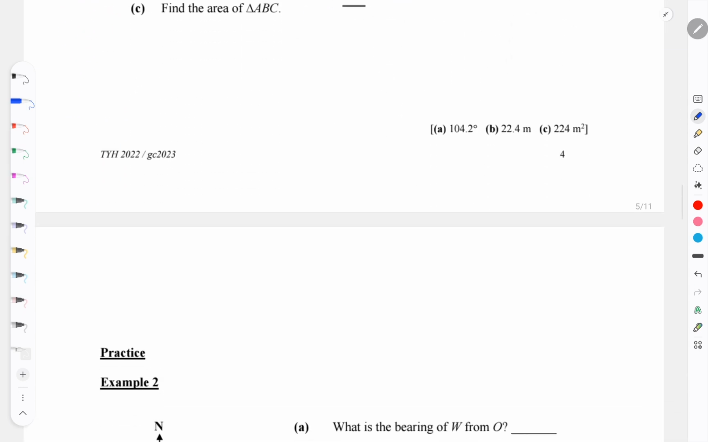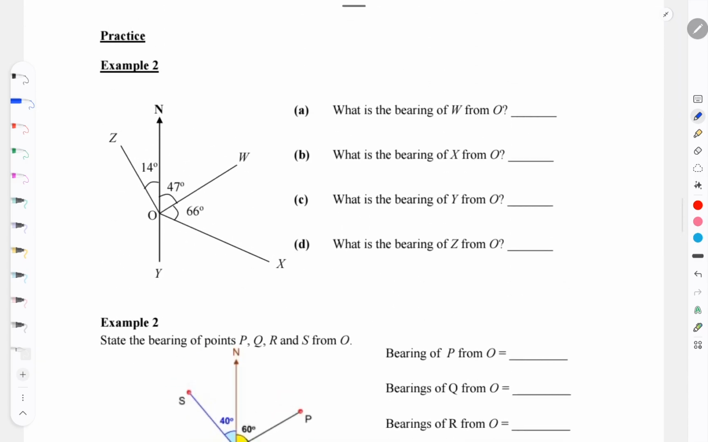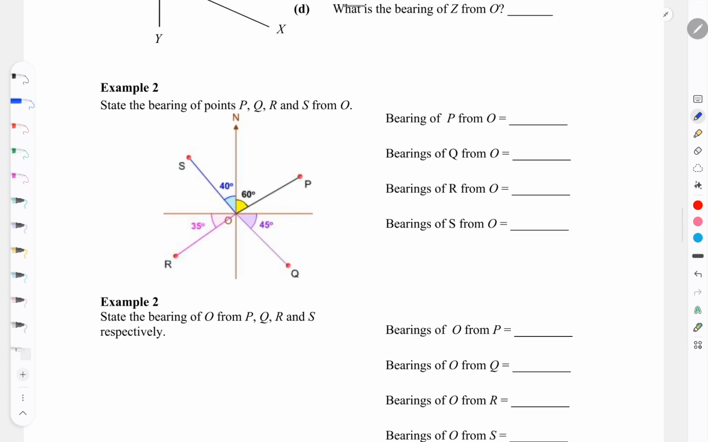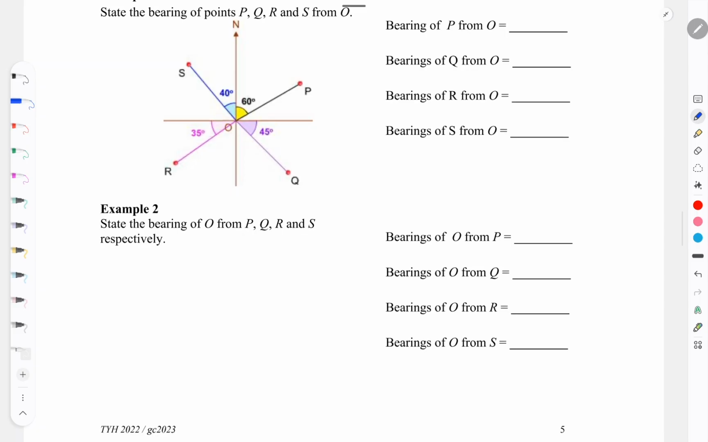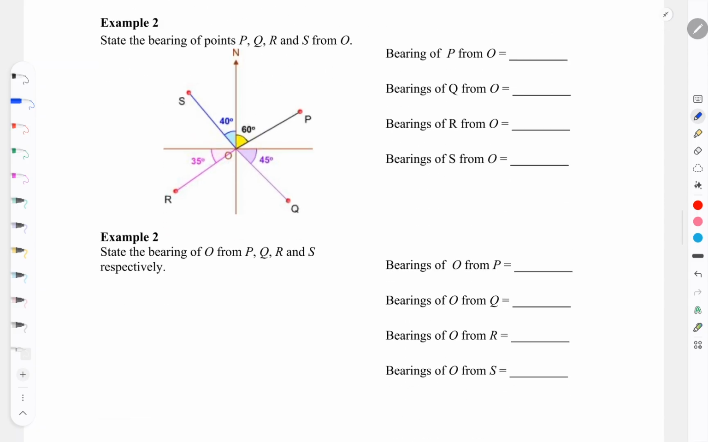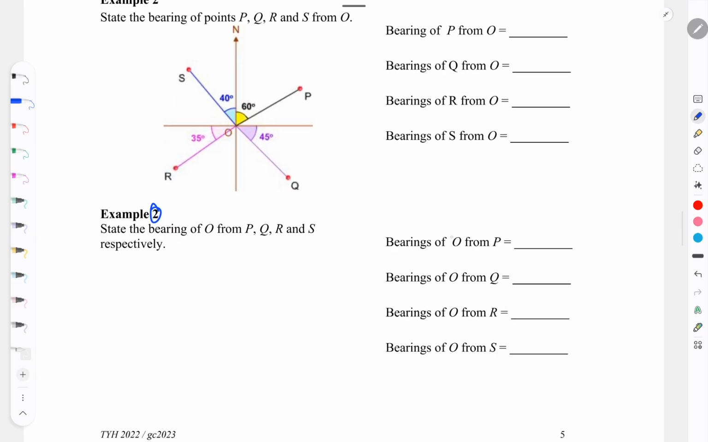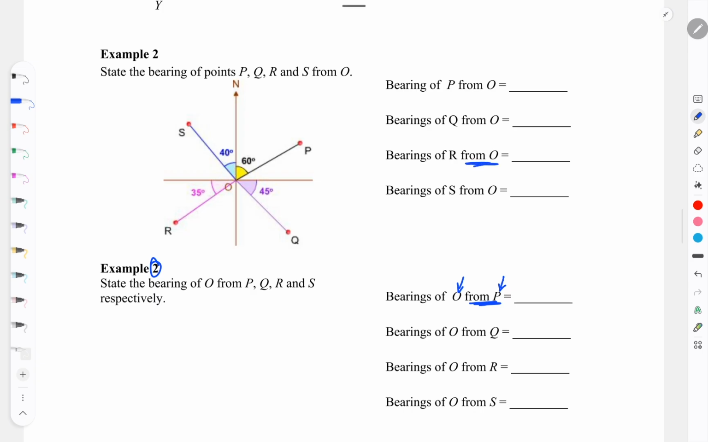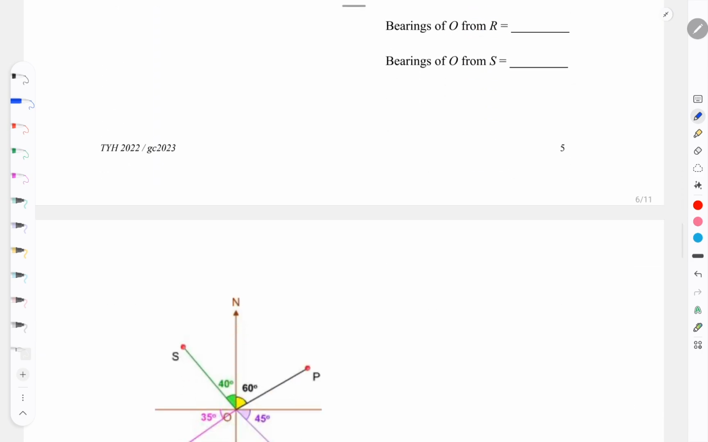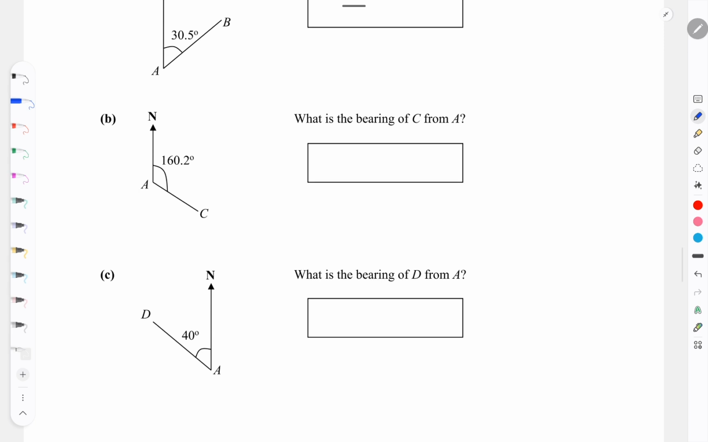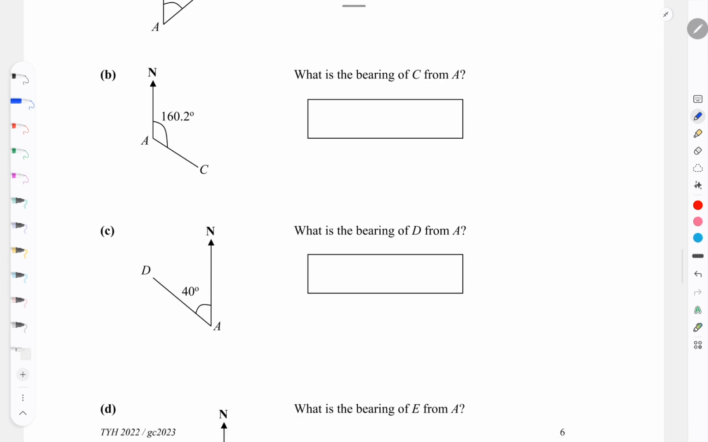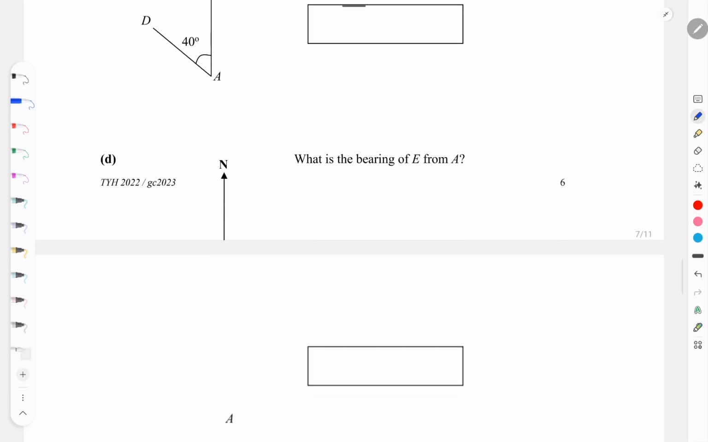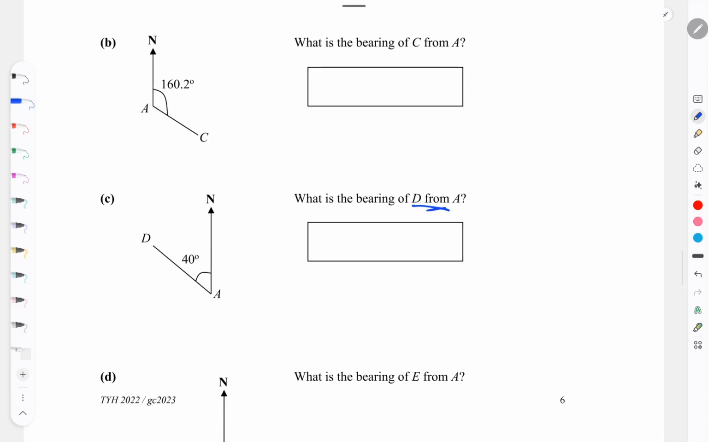And then I'm going to skip the next few questions. All these are very simple practice questions. You can try them by yourself. All of them are example 2. But for the last one, take note that they want to find the bearing of O from P. So now it is from P. The others were from O. Just take note of that. This one is also simple. You can try it by yourself as practice so that you get used to the wording.